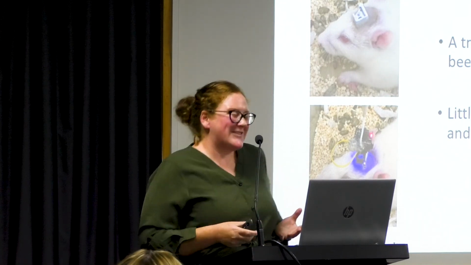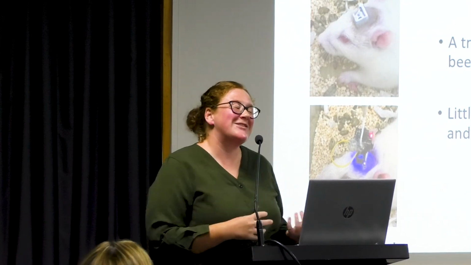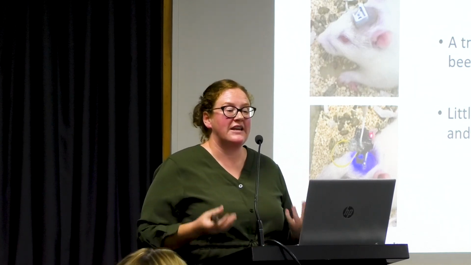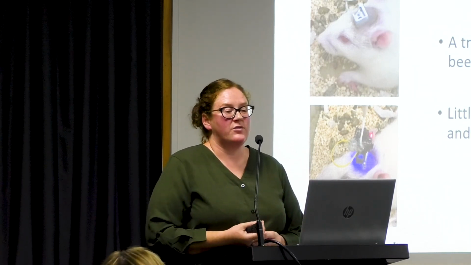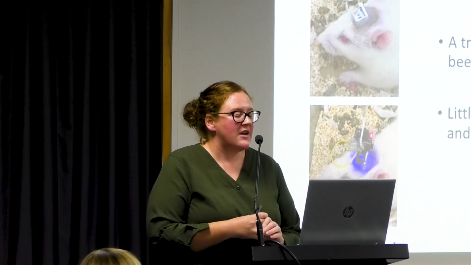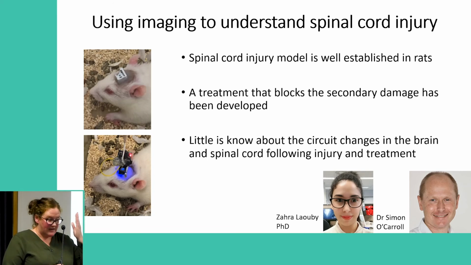So, maybe you guessed already, but we really want to apply these new technologies to try and better understand what is going on functionally in a rat model of spinal cord injury. And this model has been really well established in rats. So it's known that the rats are injured and they lose function of their hind limbs. So they can still move, but their hind limbs are quite paralysed. But with time, this starts to improve.